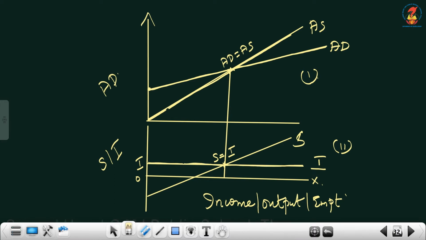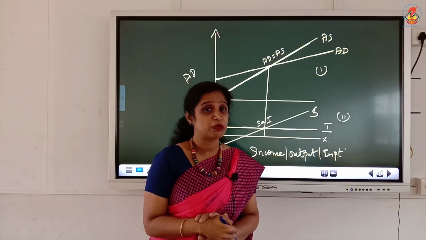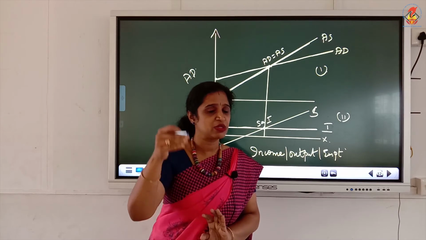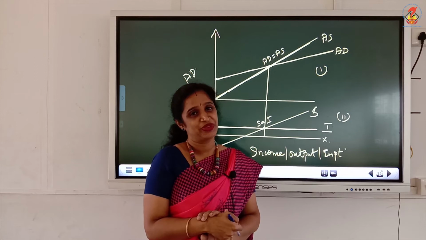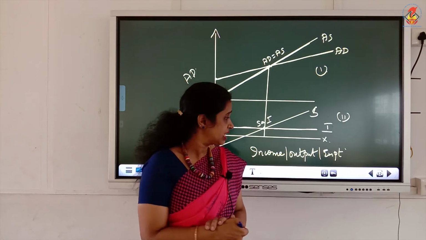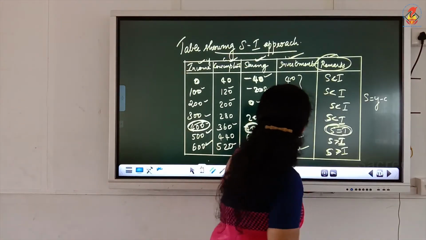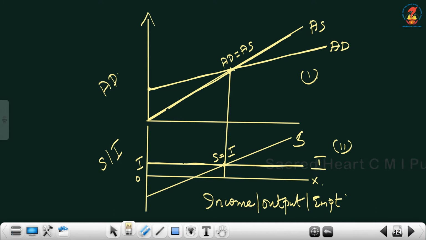I told you about autonomous investment. When we learned the diagram of autonomous investment, we learned that it is parallel to the x-axis. Investment level remains the same at different levels of income. It is autonomous and kept fixed for a particular period of time, and that is why the value of that investment is 40 throughout. Okay. So, we can find this is a saving curve which starts from the negative value, isn't it?